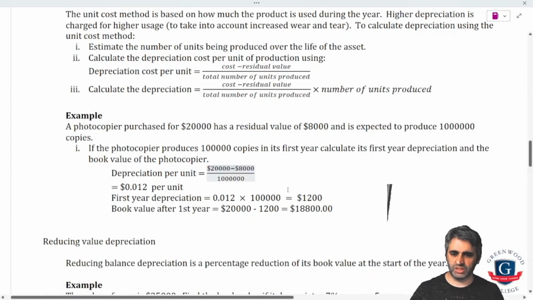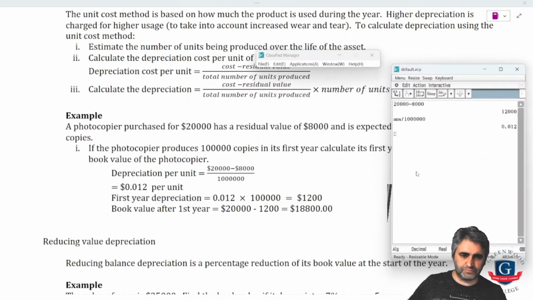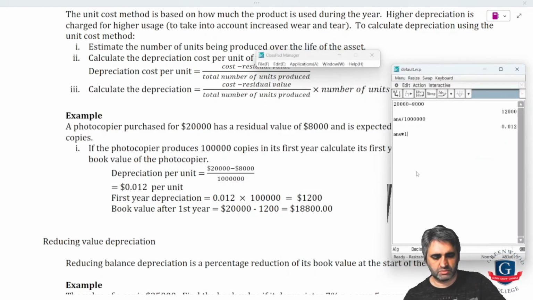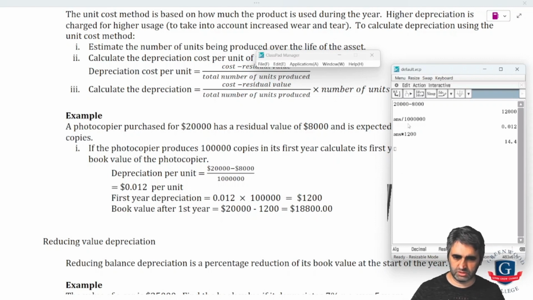So, okay. If we did $1,000 worth of 100,000 copies and multiplied that by 1 cent, that'll give us our $1,200. Let's test that. Multiply that. 1,200. No, not by 1,200. Multiply that by 100,000. There's our 1,200.